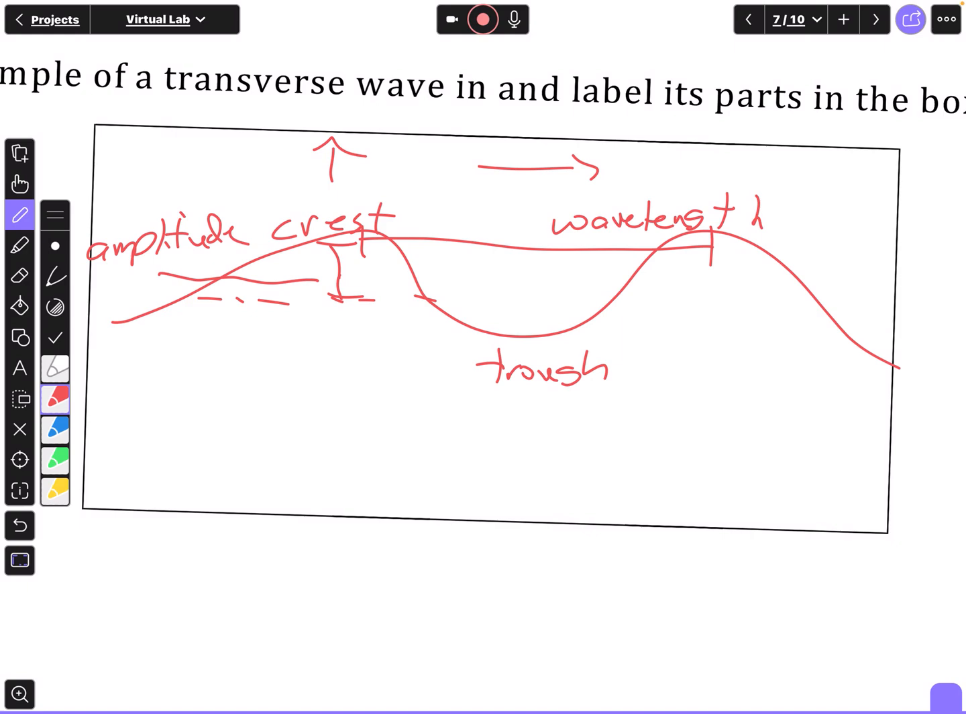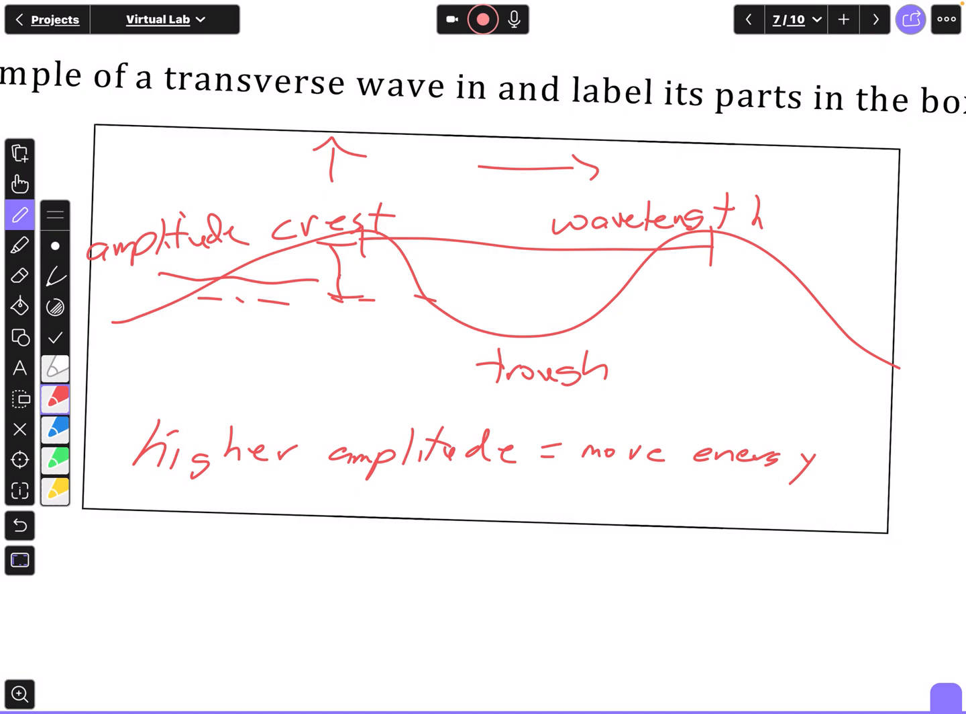And also, another thing is frequency. Frequency is measured in hertz, and it's the amount of waves that pass through a point in 1 second. Now, some things we need to know about transverse waves is the higher the amplitude, that's the height of the wave, that means the wave has more energy. Tsunamis have a lot more energy than just regular ocean waves.